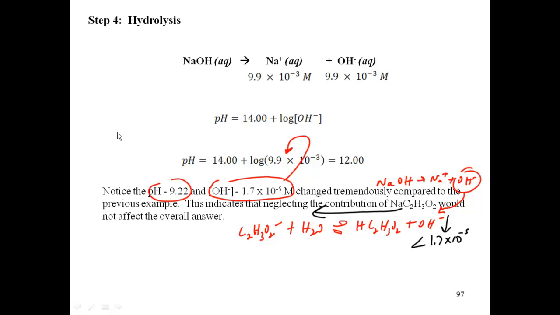So you can see that 9.22 versus 12, that amount of hydroxide coming from that soluble salt is not enough to shift this equilibrium and cause it to be something to worry about. So in essence, we won't even worry about that basic salt and only worry about the sodium hydroxide.